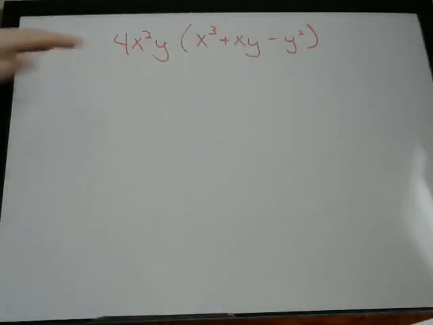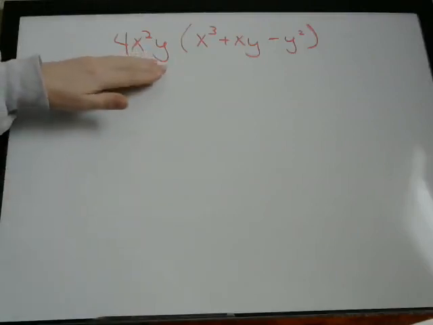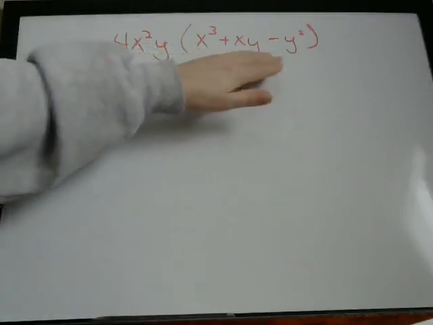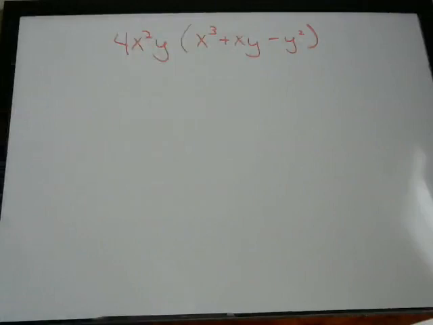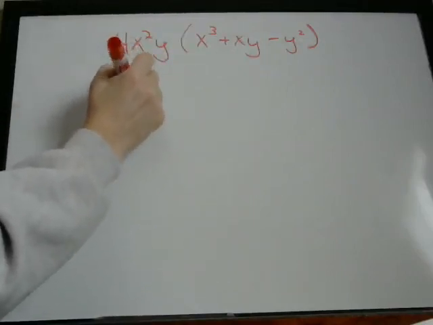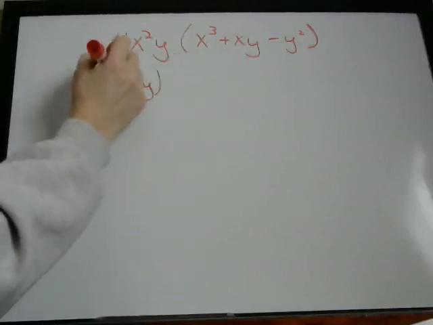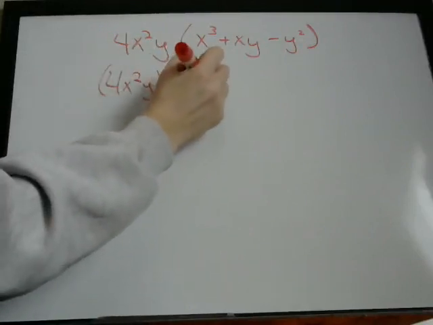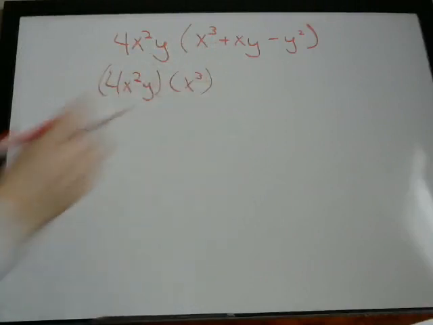The way that you do this kind of a problem is through the distributive property. So if you don't know what the distributive property is, watch the video on mathematical properties. So we're just going to distribute this whole thing through each one of these terms. So according to the distributive property, we do 4x squared y times x cubed. Remember, when you write things in parentheses, that means multiplication.